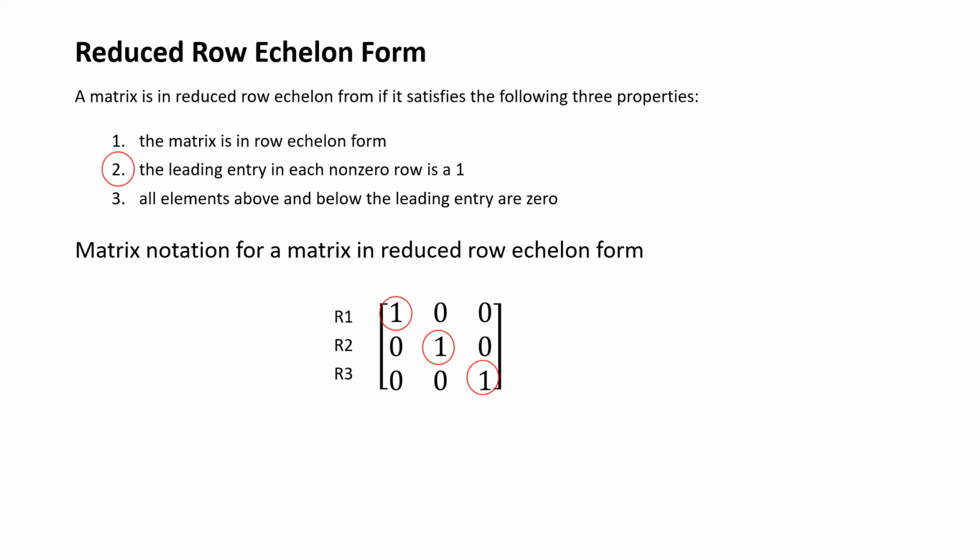We can see that the leading entry in each non-zero row is a 1, and all elements above and below the leading entry are 0. Therefore, this matrix is in reduced row echelon form.